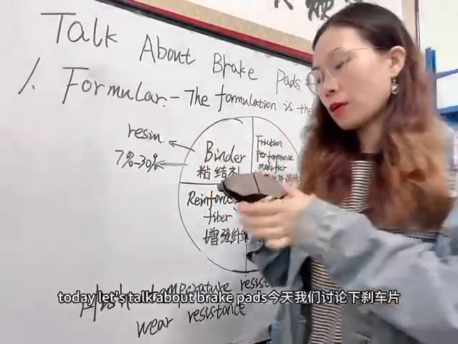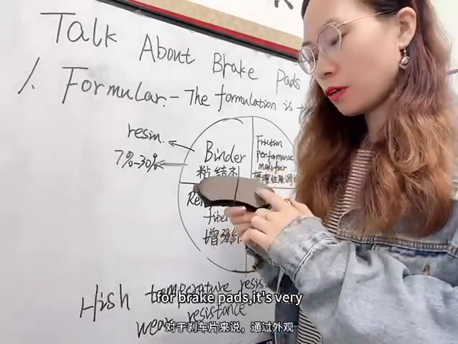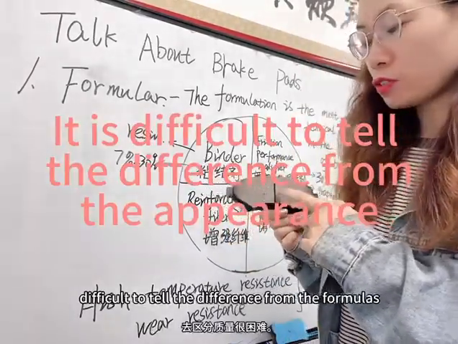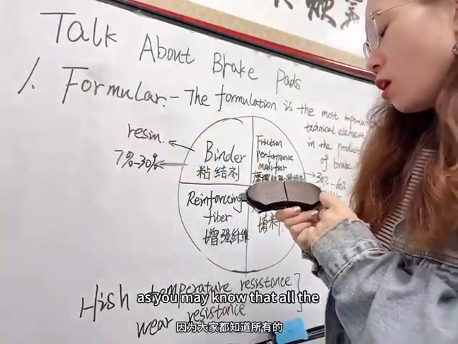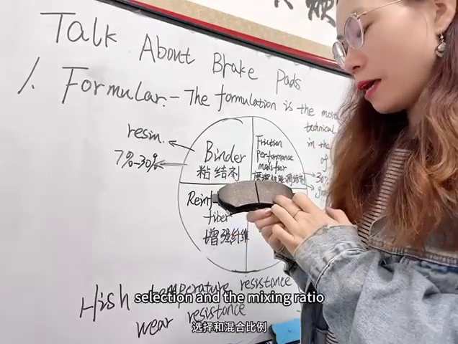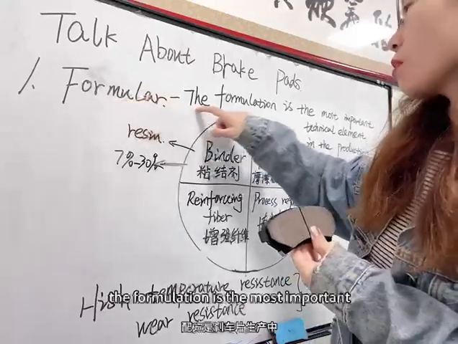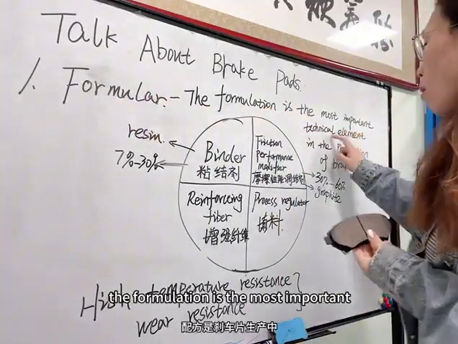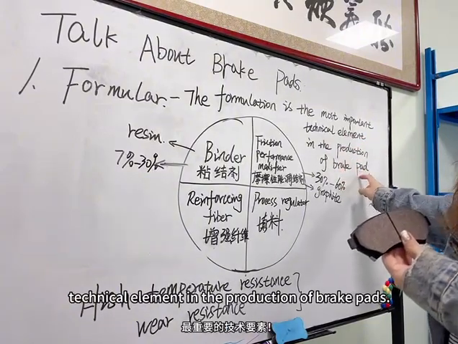Today, let's talk about brake pads. For brake pads, it's very difficult to tell the difference from the formulas. As you may know, for all brake pads, the raw materials selection and the mixing ratio are called the formula. The formulation is the most important technical element in the production of brake pads.